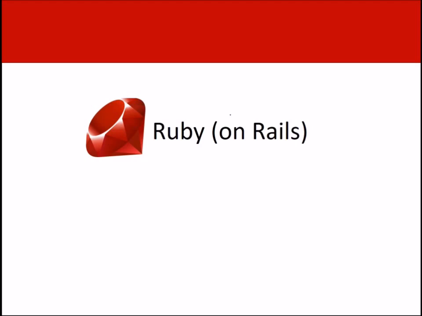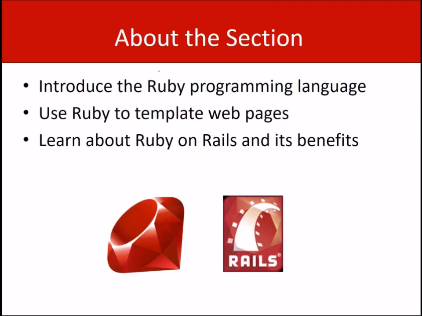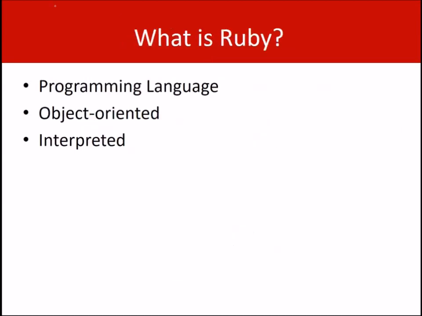So let us see what is Ruby today and what do we mean when we say Ruby on Rails. What we are going to do is introduce the Ruby programming language and use Ruby to template web pages, and also learn about Ruby on Rails and its features and benefits. So what is Ruby? Ruby is a programming language.